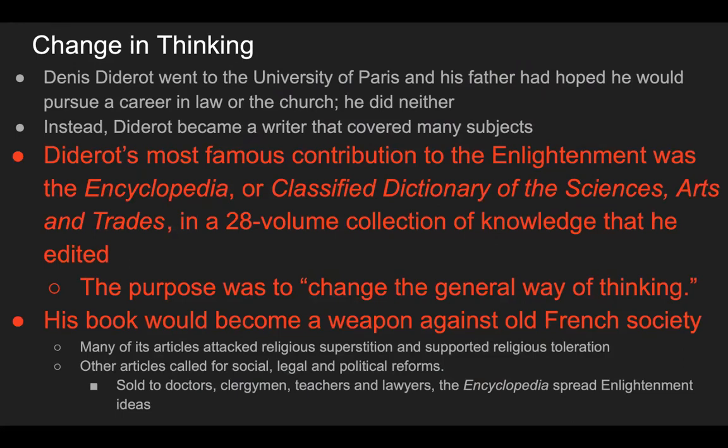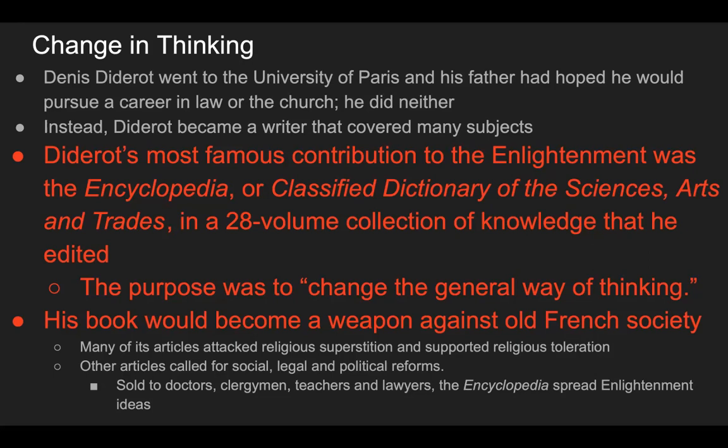Diderot's most famous contribution to the Enlightenment was his version of the Encyclopedia, or Encyclopédie in French, or the long term, the Classified Dictionary of the Sciences, Arts, and Trades, which was a 28-volume collection of knowledge that he edited. The purpose of the encyclopedia was to change the general way of thinking. His book would become a weapon against the old French society.